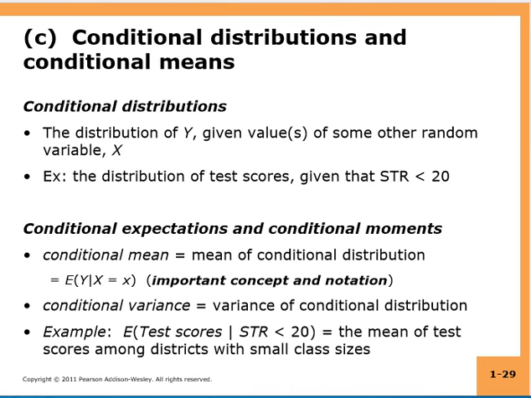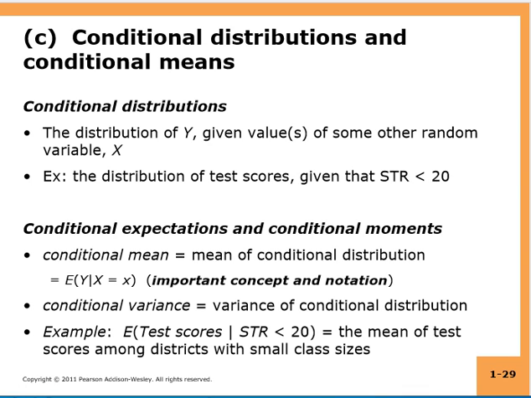So conditional distribution says distribution of y given values of some other random variable x. In that particular case, we gave a value of 5 feet for the height. What is the distribution of weight given the values of all people who are 5 feet tall? In the case of the test score, suppose we are given that student teacher ratio is less than 20, then what is the distribution for all those schools?